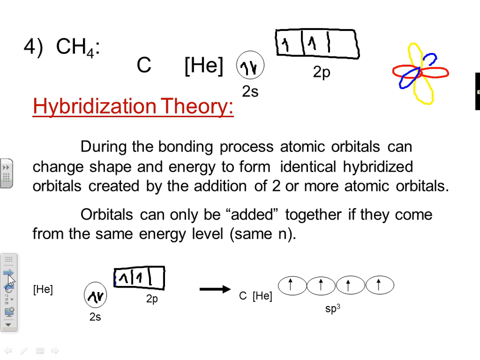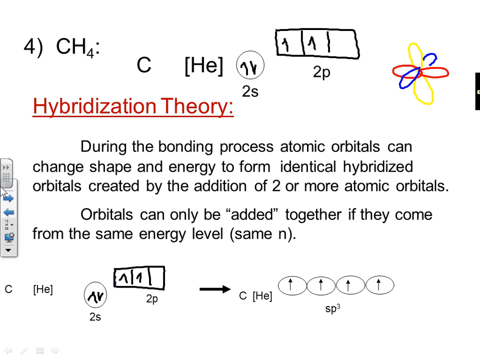So something takes place. The energy of the approaching other atoms that are going to form bonds transforms the atomic carbon into the hybrid carbon. We need to give these new hybrid orbitals a name, and we call them sp3 orbitals because they're made up of 1 s and 3 p orbitals to form 4 identical orbitals.